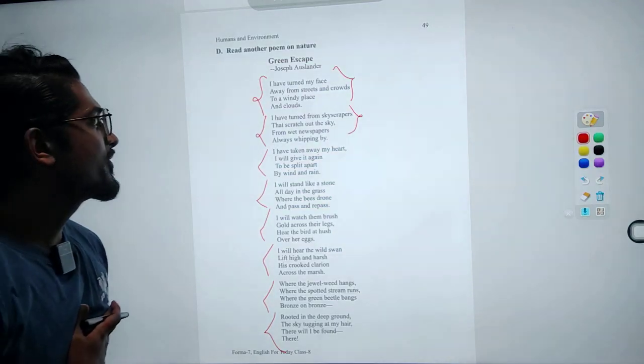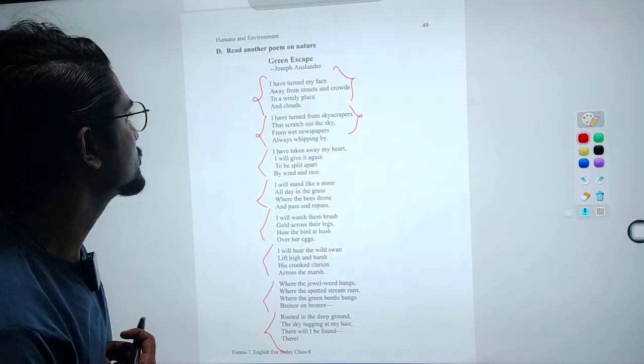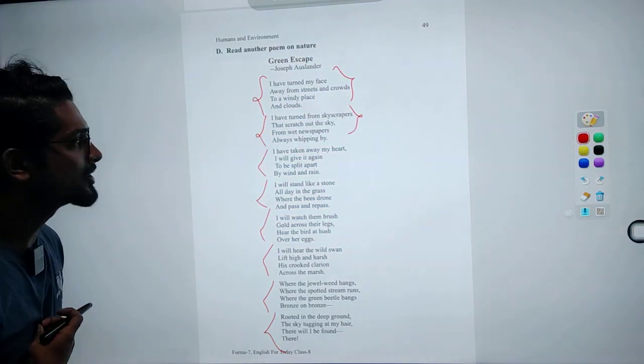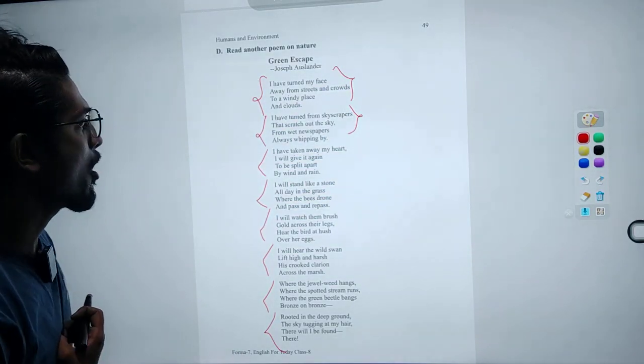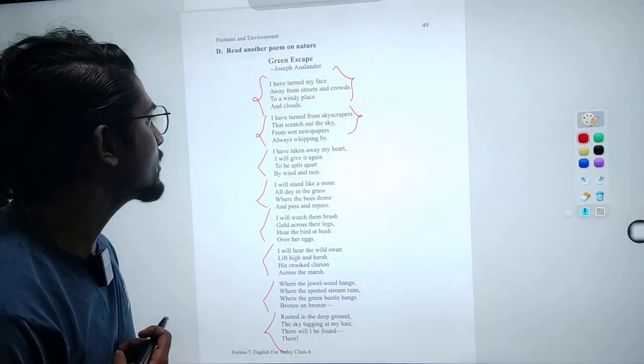I have turned my face away from streets and crowds to a windy place and clouds. I have turned from skyscraper the scratch of the sky, from wet newspaper and always whipping by.